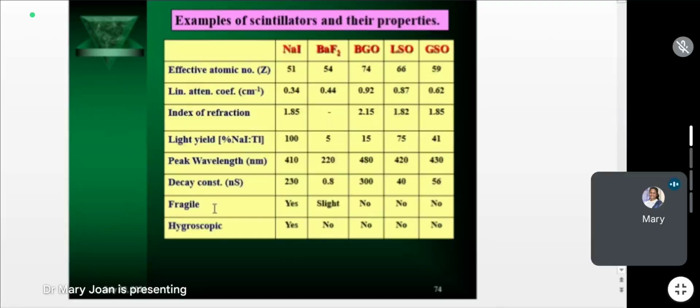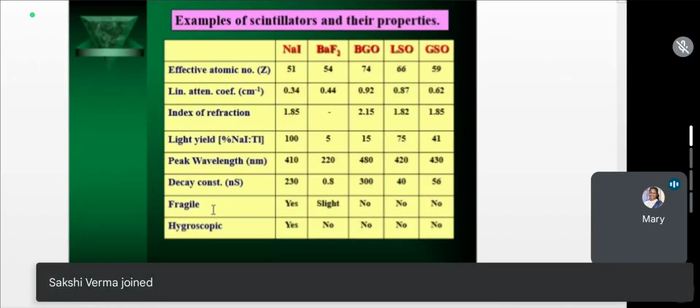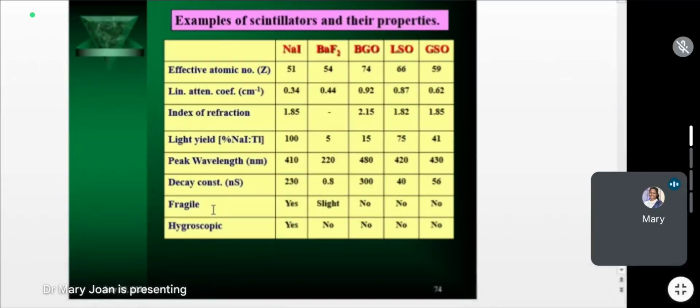And here again are the properties of the scintillator material which are used in the PET scanners. So the effective atomic number, linear attenuation coefficient, index of refraction, light yield, peak wavelength, decay constant, fragile, hygroscopic.